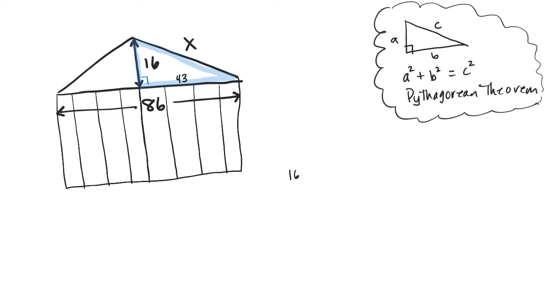We have the sum of the squares of the shorter legs is equal to the square of the hypotenuse. And 16 squared plus 43 squared is 2,105. And then I can take the square root of both sides. And so I get x is approximately equal to 45.9.